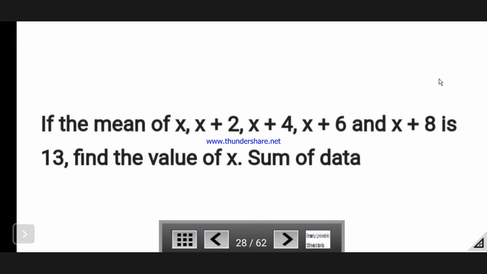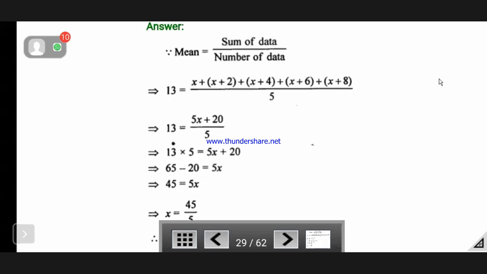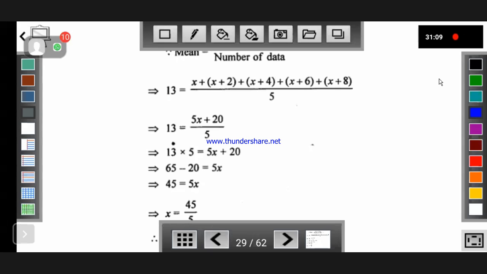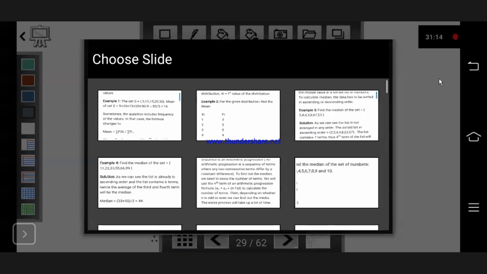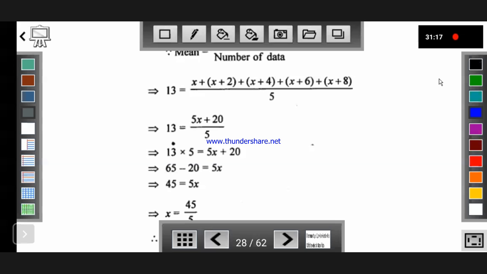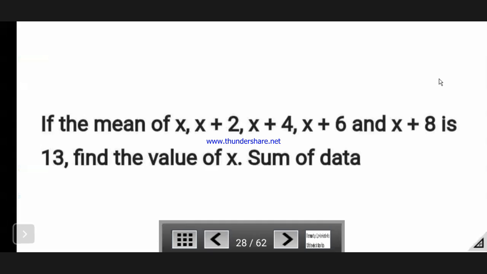X equal to 8, ma'am. Not 8. X is not equal to 8, ma'am. Someone else. 9, ma'am. Yeah. Can you explain how you got the answer?